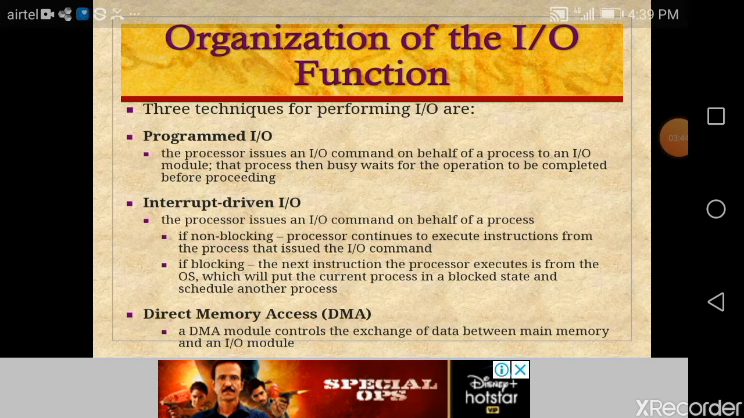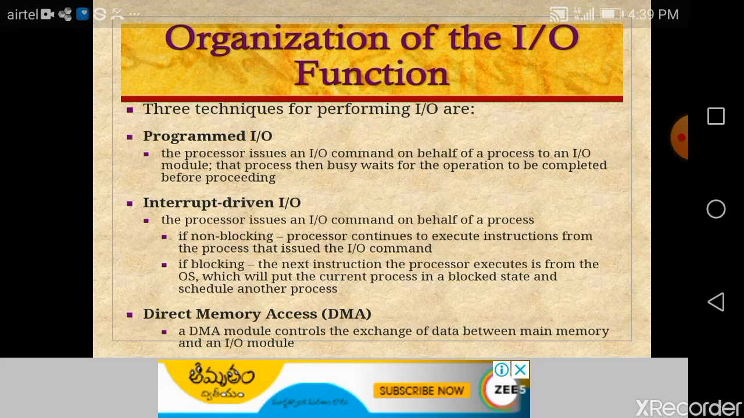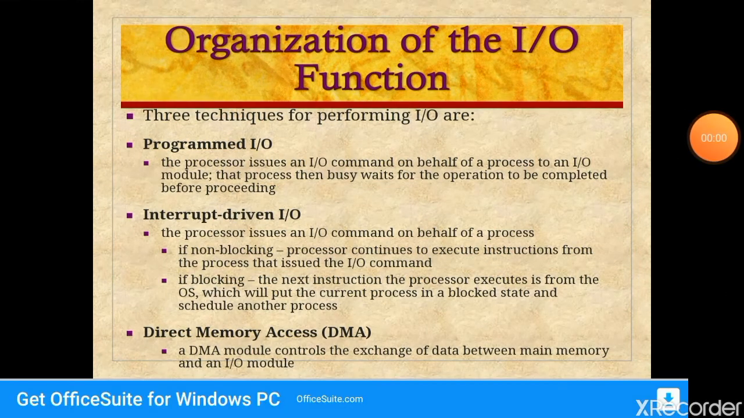There are three types of techniques available to perform any input-output operation. First one is programmed input-output. In programmed input-output, the CPU frequently checks whether any input-output command is raised on behalf of a process, and if any input-output command is raised, then it executes the input-output operation, and then it continues the process in a normal way. If no input-output command is raised, then it proceeds with the process as usual.